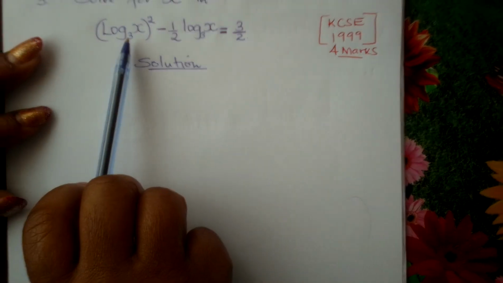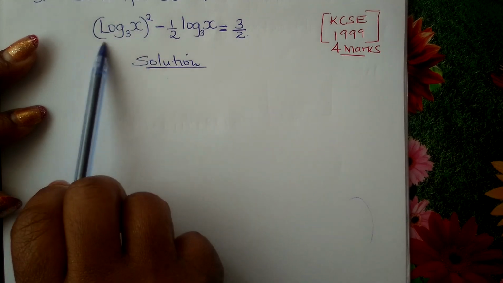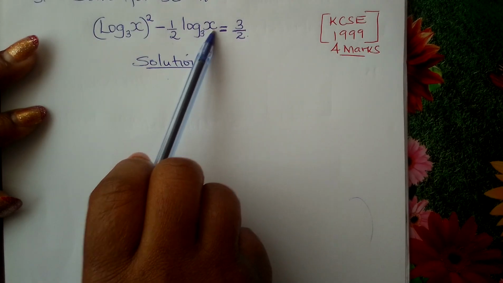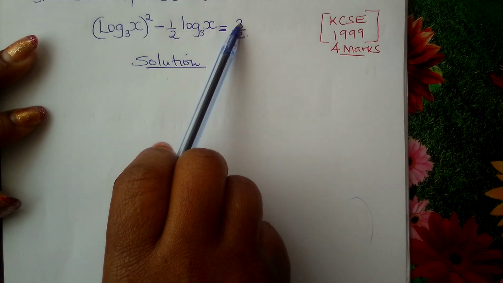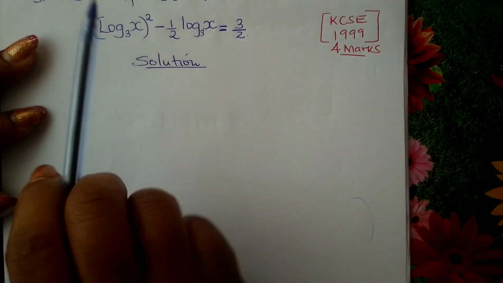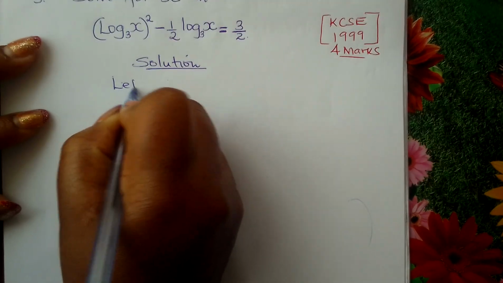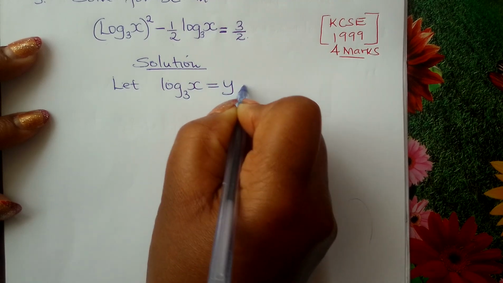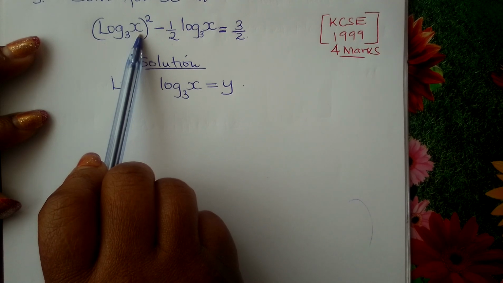If we look at our equation here, learner, we have log x to base 3, the whole of it squared. Then we have minus a half log x to base 3 here, and on the other side, we have 3 over 2. So, to find x in this equation, you say, let log x to base 3 be equal to y.